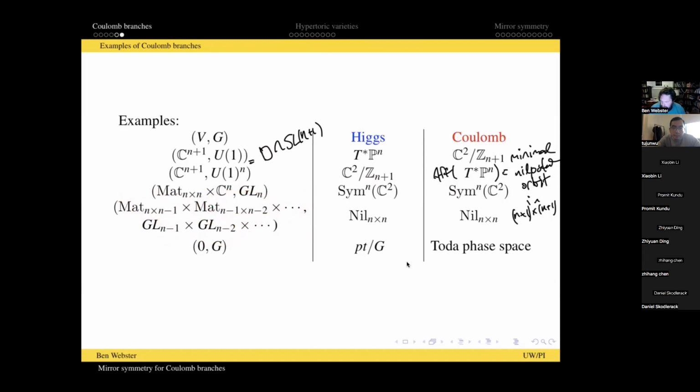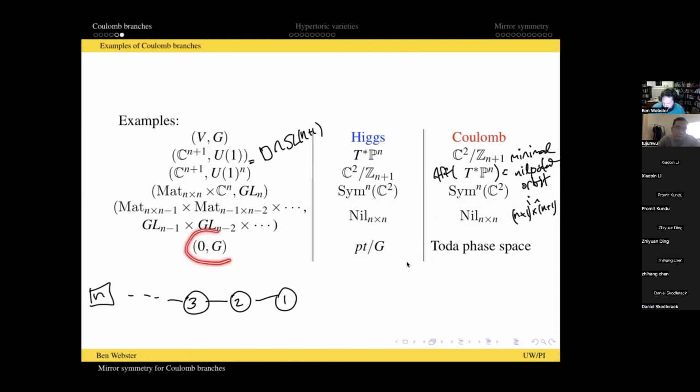This is a little bit strange, but if you've thought about the representation theory of quivers, this has to do with the representation theory of the quiver as a straight line with the dimension vector like this. And it turns out that that gives you, both as the Higgs branch and as the Coulomb branch, the nilpotent cone of n by n matrices.